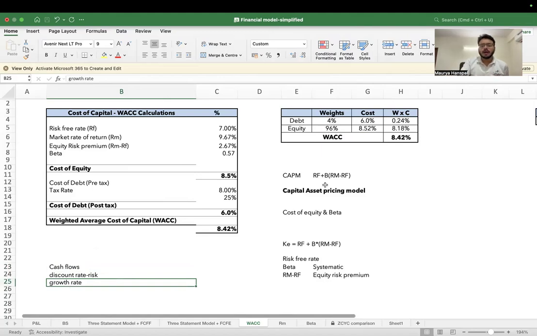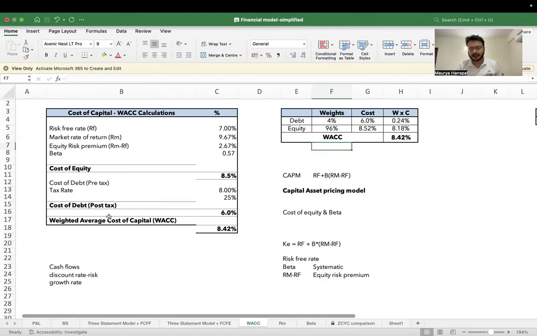Now, if somebody simply asks me, right, कि discount rate क्या होता है? It is simply the riskiness of the cash flows, right? The discount rate is a connotation for risk.